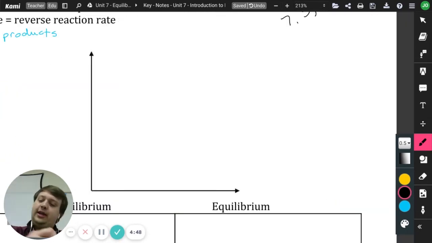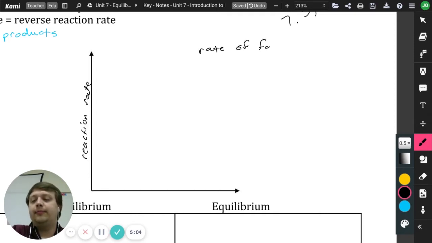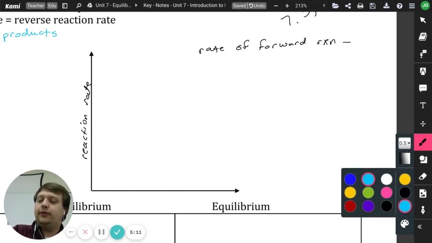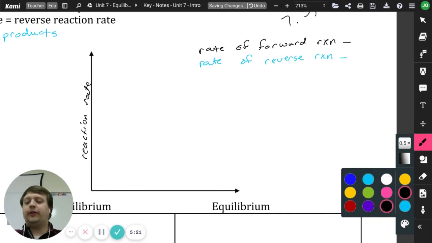The next one we're going to look at is reaction rate. So for reaction rate, we've got the forward reaction rate, and we've also got the reverse reaction rate. So I'm going to signify my rate of forward reaction in black, and my rate of reverse reaction in blue. So let's look at this.